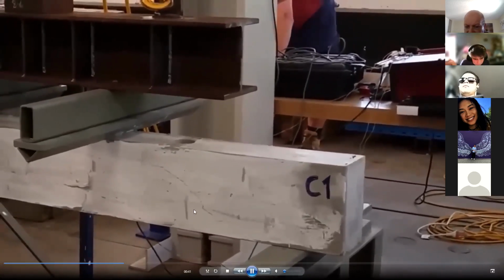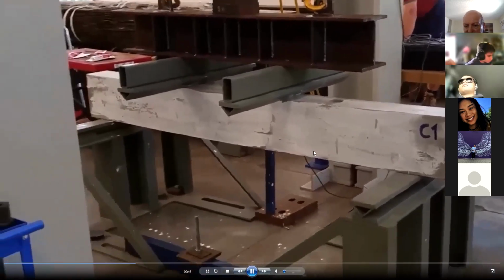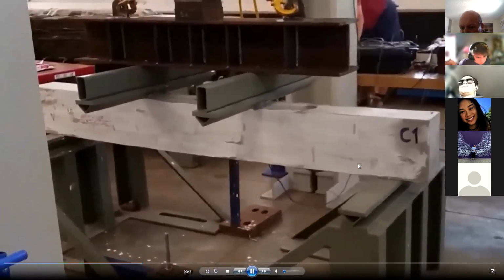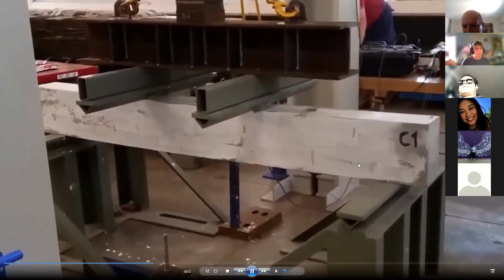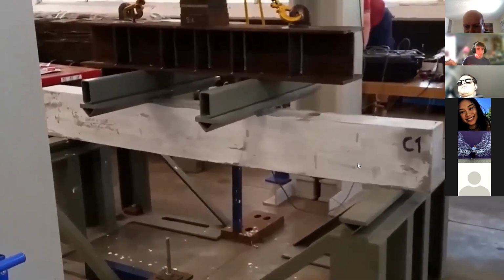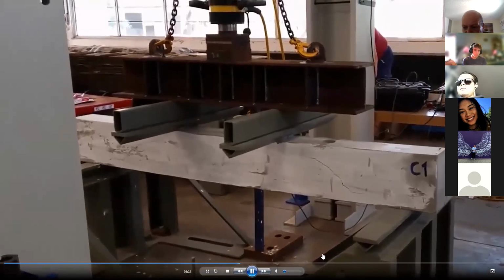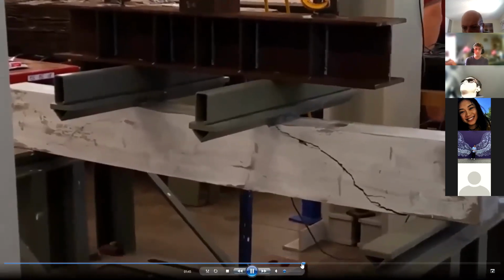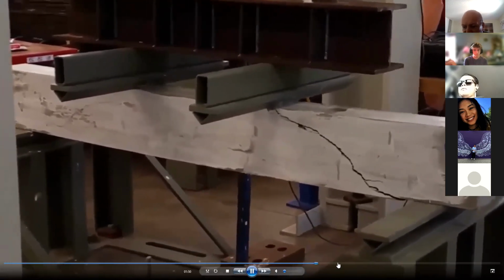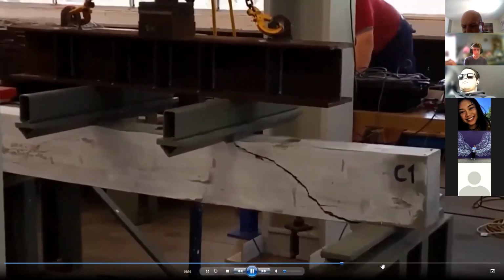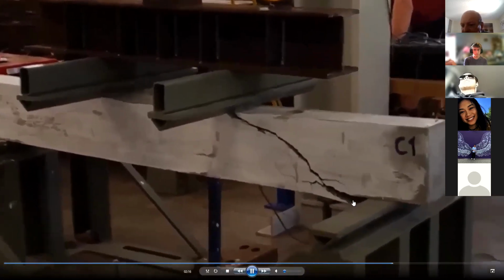And look what happened. This is not flexure cracks. Flexure cracks are going to happen at the point of maximum moment. But look what's happening here. If you add more loads to it, more cracks. The crack is really getting large, right? This is going to be a big crack here. Now this beam technically failed in shear.